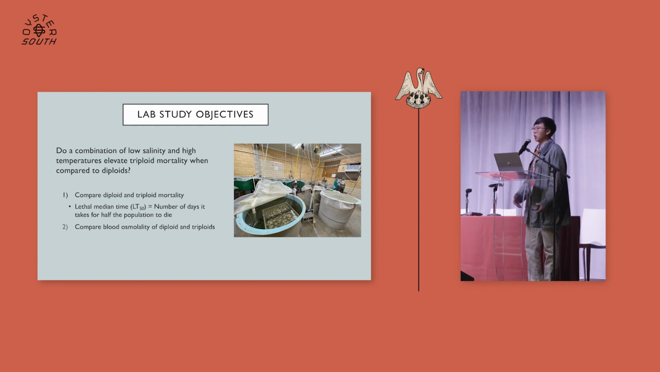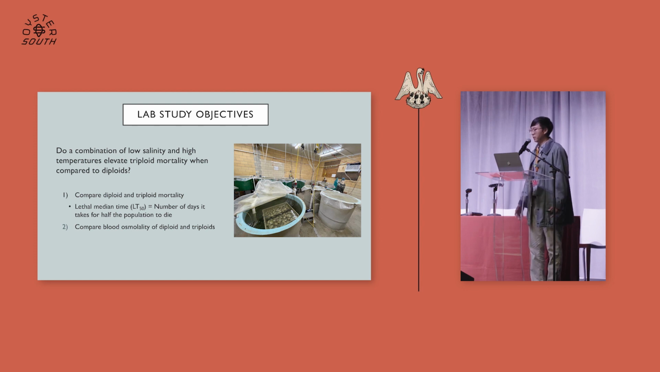Okay, so let's tie this all back up into my lab study. So we saw in the field an elevated triploid versus diploid mortality during that late spring to summer period. These researchers attributed this mortality maybe to low salinity and high temperatures. However, these studies were conducted in the field where there's a variety of different factors at play, such as food availability and differences in water quality.